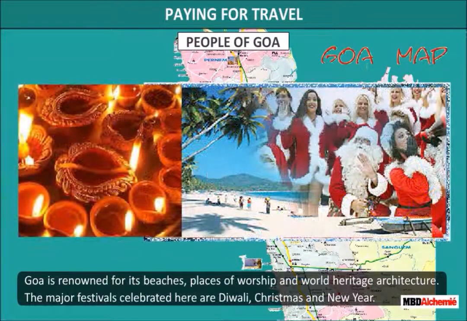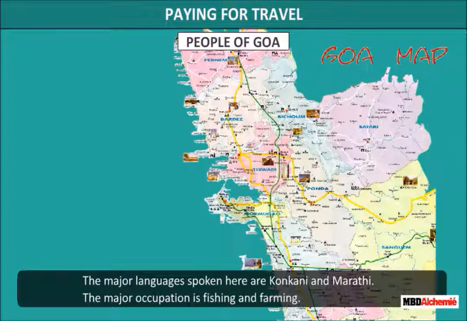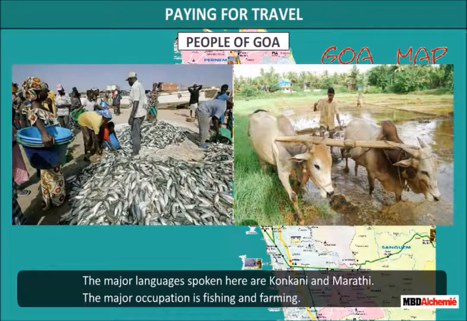Goa is renowned for its beaches, places of worship and World Heritage architecture. The major festivals celebrated here are Diwali, Christmas and New Year. The major languages spoken here are Konkani and Marathi. The major occupation is fishing and farming.